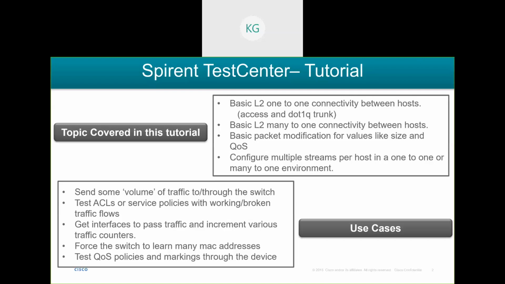So typical use cases you might see for this scenario is maybe you just need to send some volume of traffic through the switch. You really don't care what the endpoints are. You just need to send, say, 100 megs a second. Or if you're testing something, maybe you're configuring an ACL or a service policy, you need traffic that matches one flow and not another. Anything that involves packet counters or trying to increment something, maybe if you want to have the switch or router learn a large number of unique MAC addresses, all this stuff is going to be possible within this tutorial.